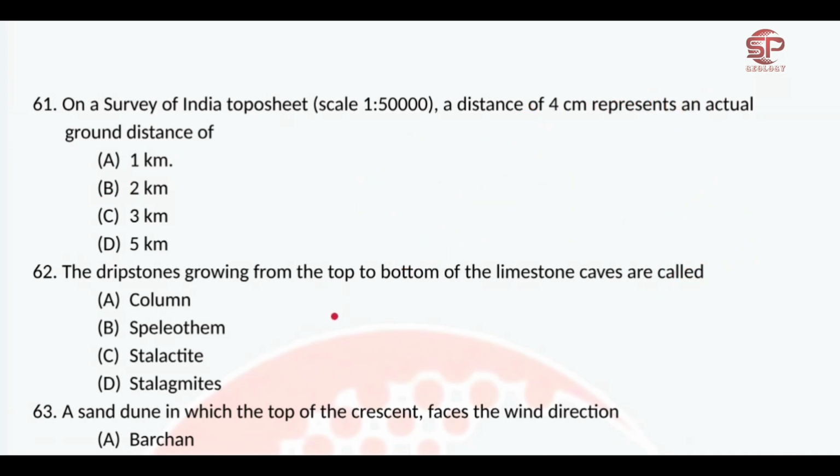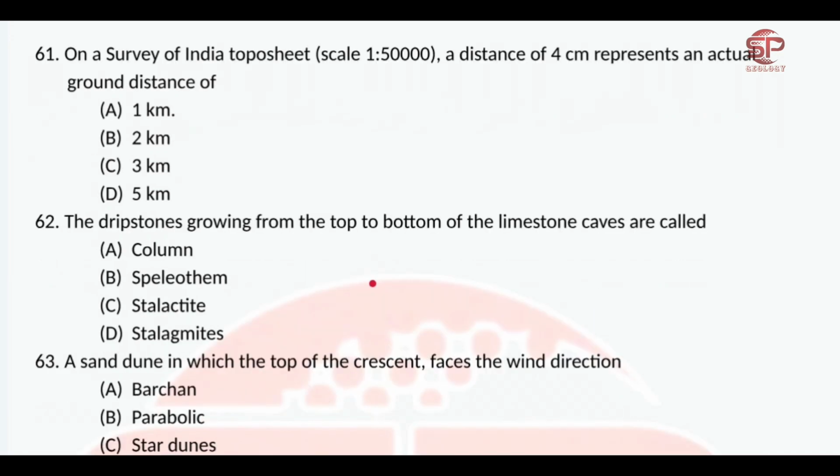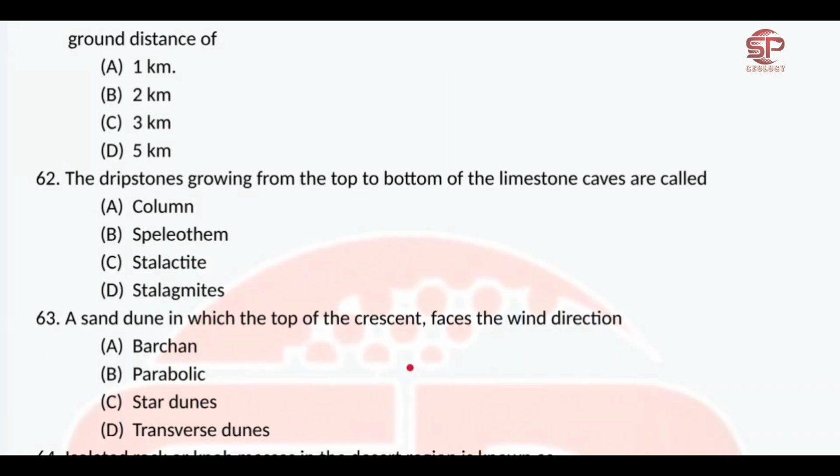Dripstone growing from the top to bottom of the limestone cave, from the roof, is called stalactite. From the floor, it is called stalagmite. So it will be stalactite.